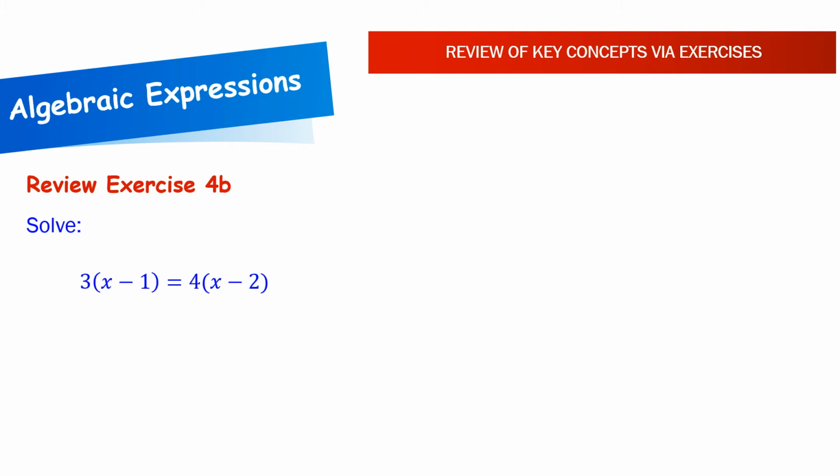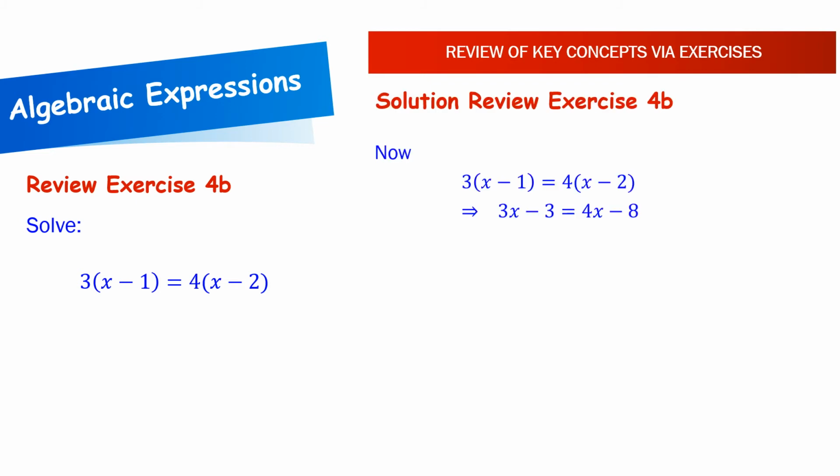And now for review exercise 4b. We are required to solve 3 times x minus 1 equals 4 times x minus 2. We need to first expand these brackets and then rearrange. So expanding gives us 3 times x minus 3 times 1 equals 4 times x minus 8.